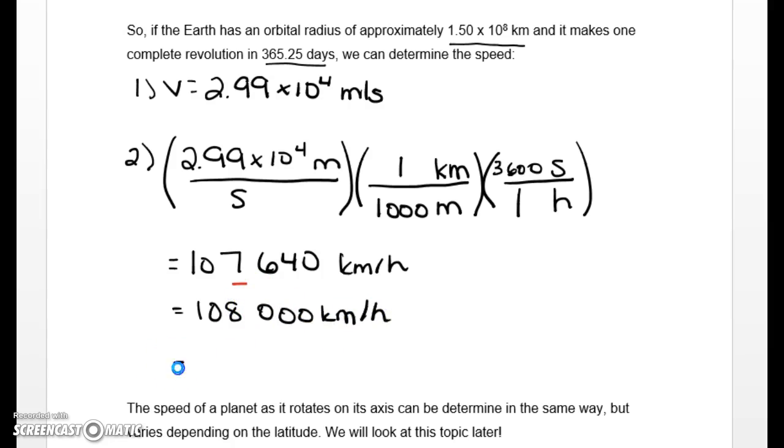And if we want to put that into scientific notation, that is 1.08 times 10 to the power of 5 kilometers per hour. And remember, to get this exponent, it's just based on how many times you've moved that decimal point. And so here it would have been 5.